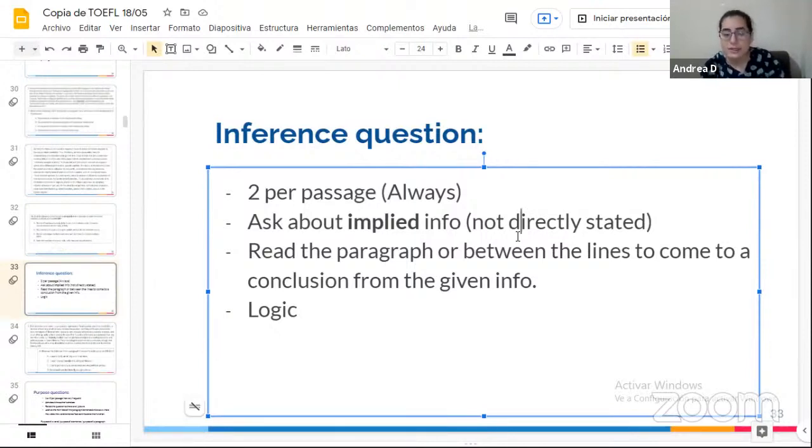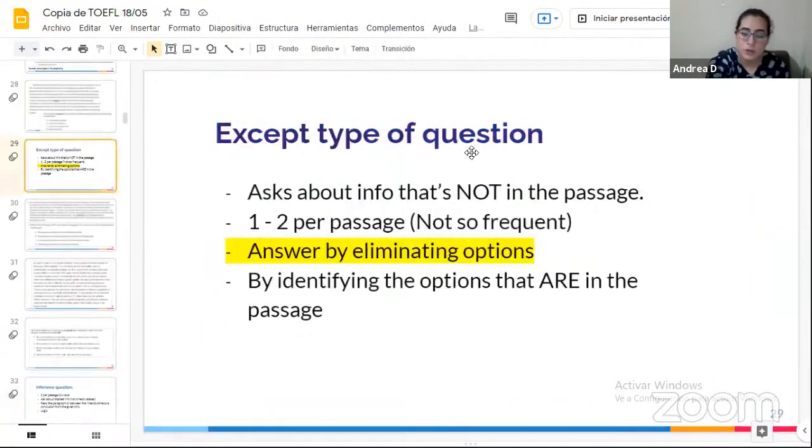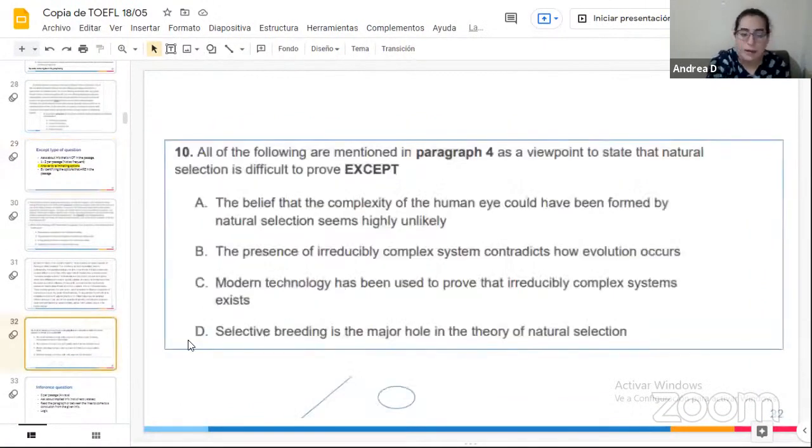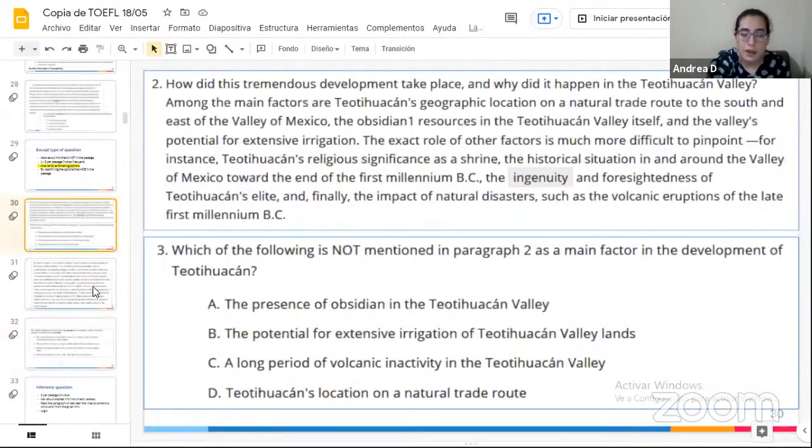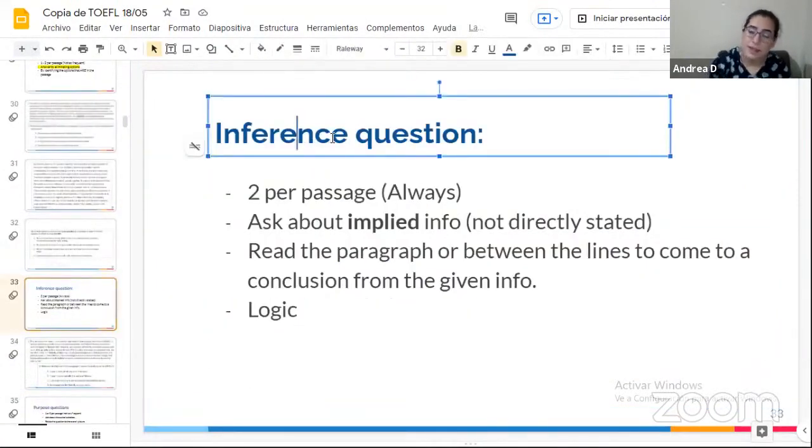What they're asking for is information that's not directly stated in the paragraph, but that it's somehow there. Okay, so it's not the same as the except type of question. Remember, I was saying you're gonna have 0 evidence of your answer. Now, the difference in this case is that the information they're asking for is there, but it's just not explicitly said. You will be able to come to that conclusion, even though it's not literally written down.